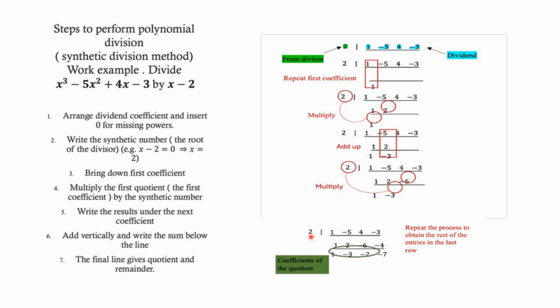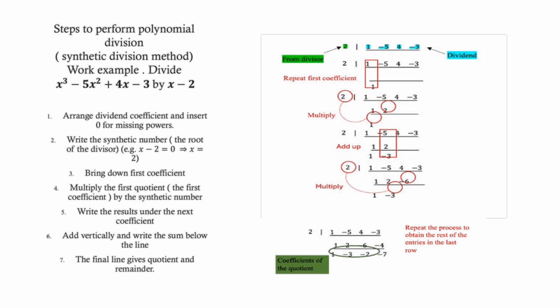Then repeat the same process. 2 times minus 2 gives us minus 4. So we have the minus 4 here. Then minus 3 plus minus 4 gives us minus 7. So the moment you see the results in this form, the minus 7 here becomes the remainder, because we are done with the operation, because this is the last coefficient and this is the last operation. So the minus 4 here added to minus 3 gives us minus 7.